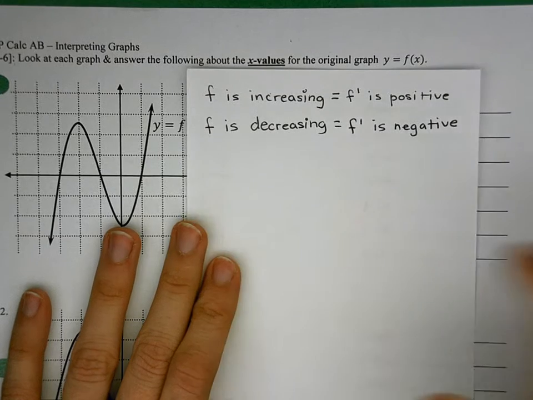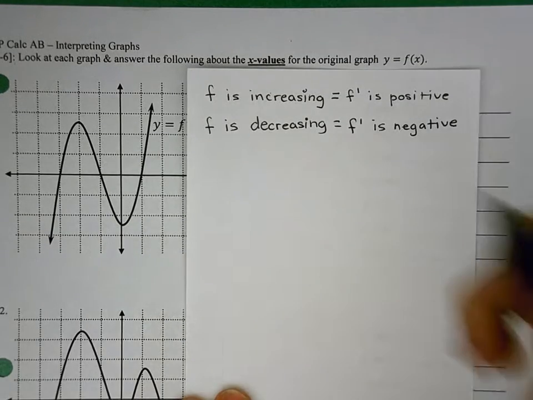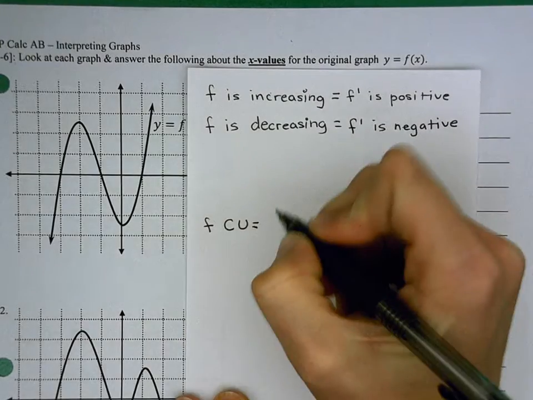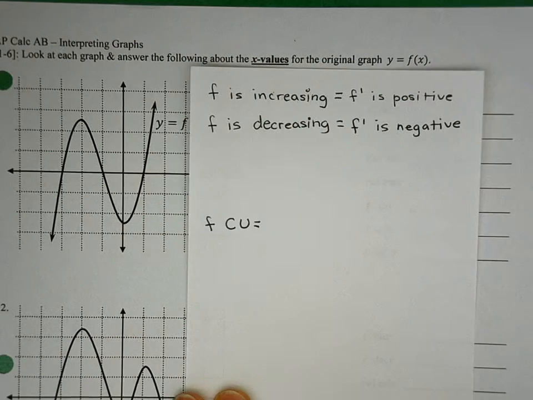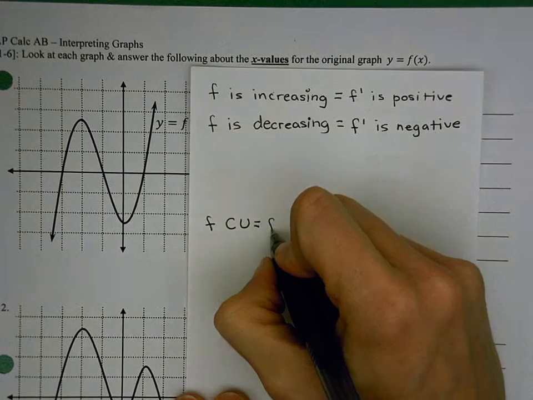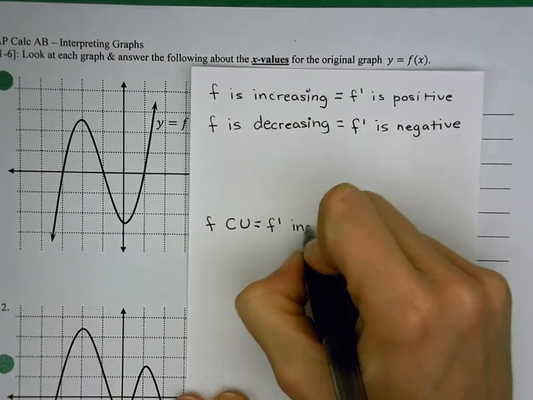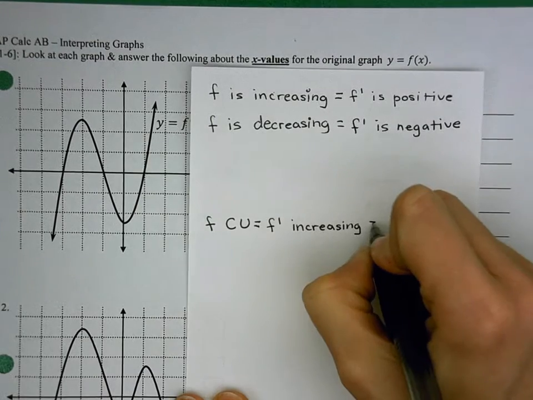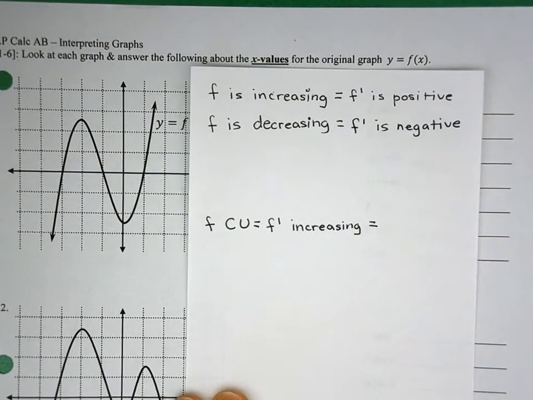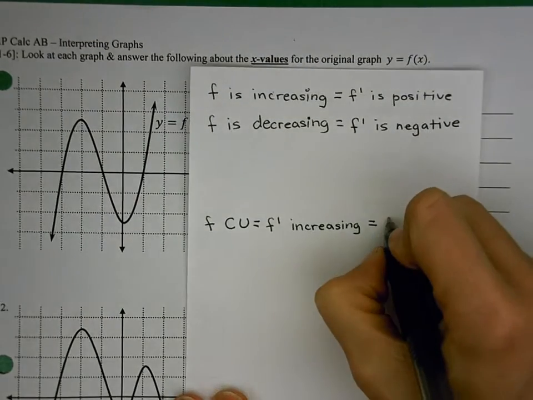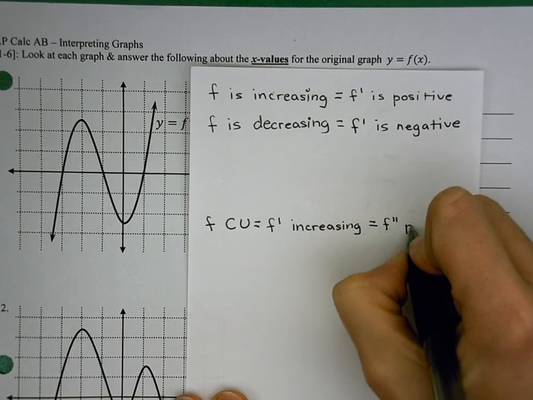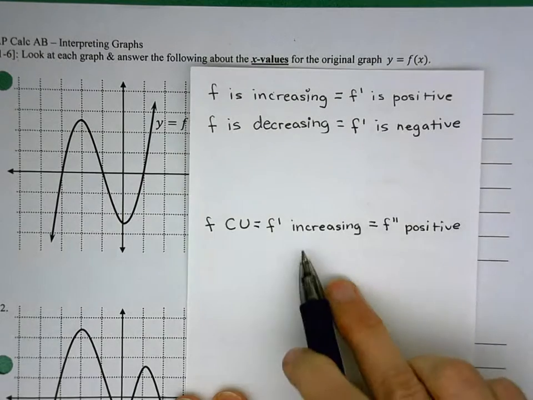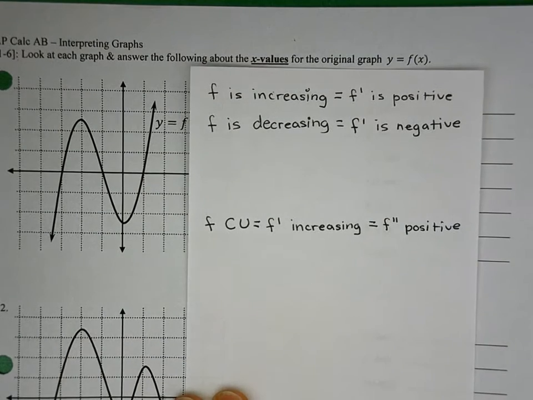Okay, so the other one that we want to consider is our concavity. Right? Where is f concave up? So this draws on the definition of concave up. F is concave up when f prime is increasing. And when we were solving these problems analytically, for concavity, we'd use our second derivative. We'd put it on our number line, right? Our second derivative, we'd be looking for where it was positive. So f is concave up when f prime is increasing, when f double prime is positive.